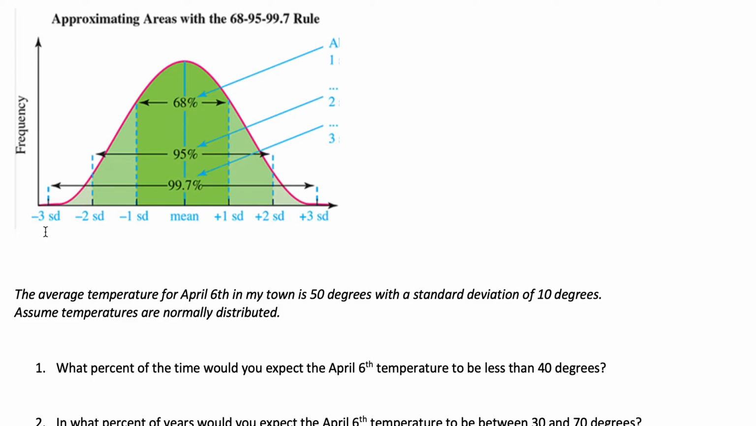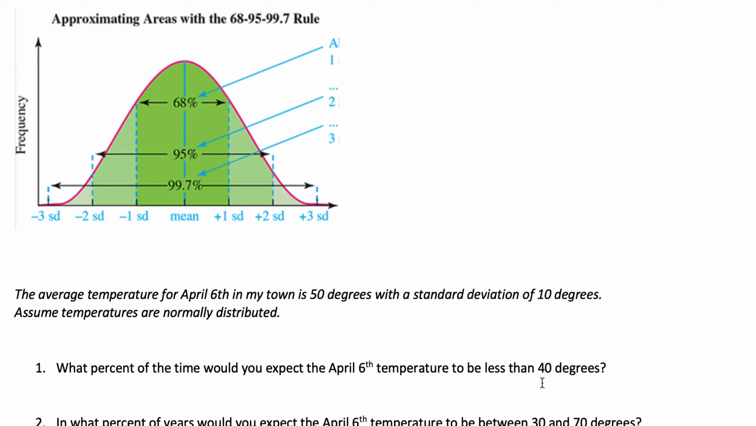The background here is that the average temperature for April 6th in my town is 50 degrees with a standard deviation of 10 degrees, and we're supposed to assume that temperatures are normally distributed. So question 1, based on this, says, what percent of the time would you expect the April 6th temperature to be less than 40 degrees?